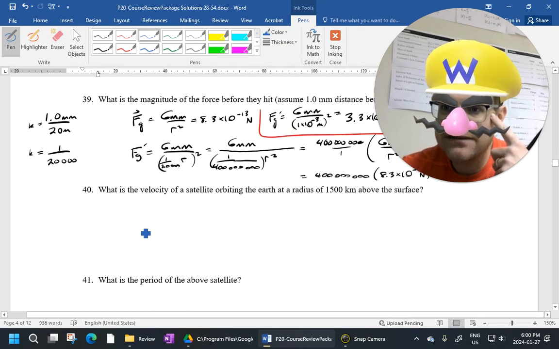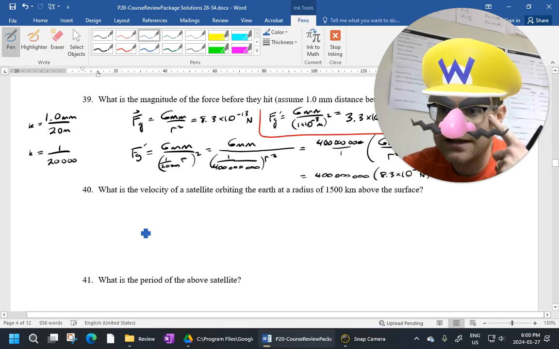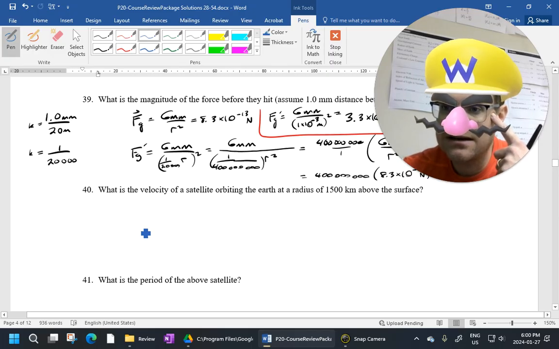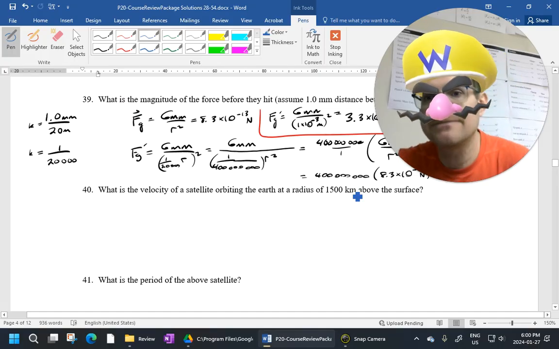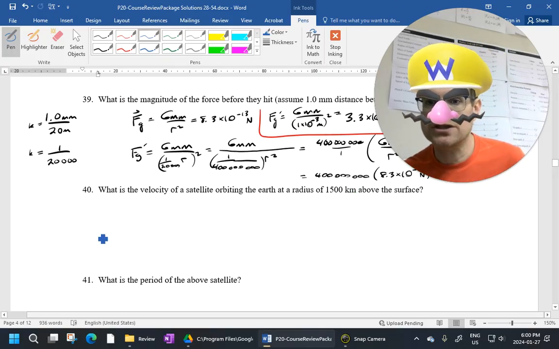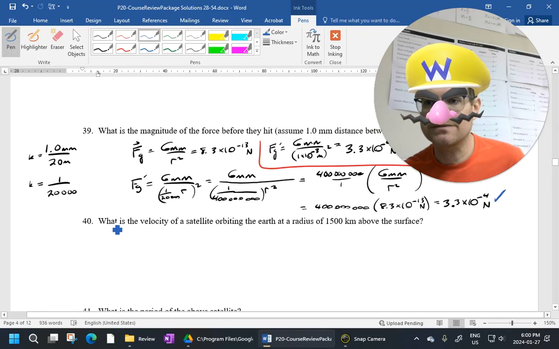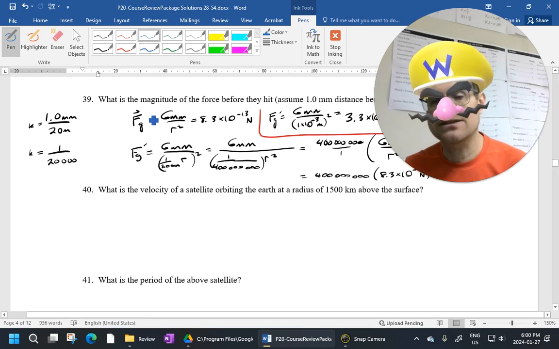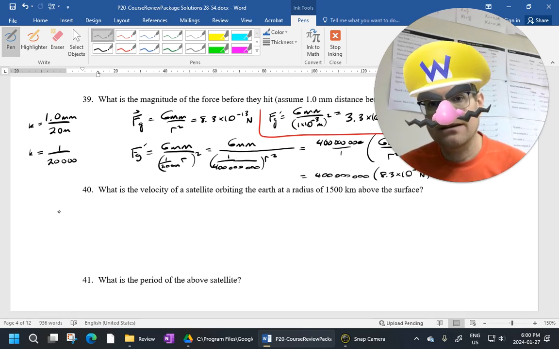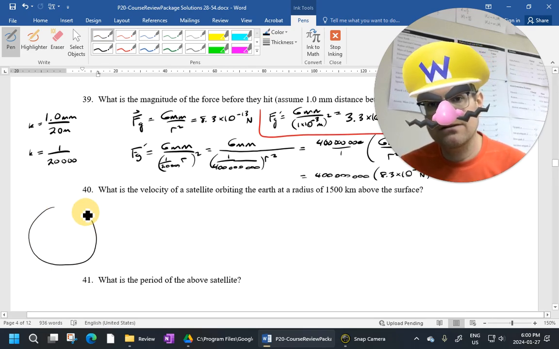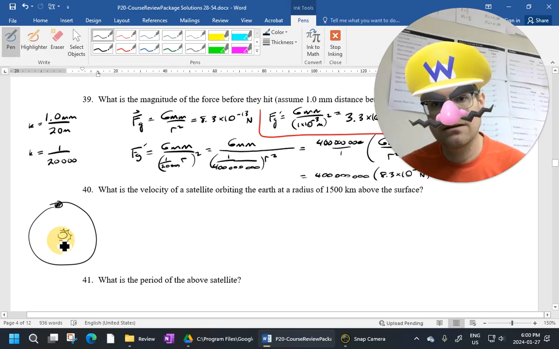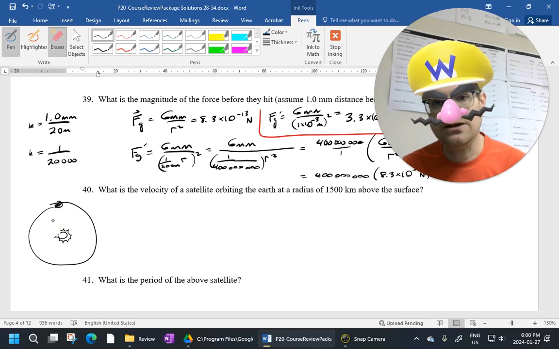What is the velocity of a satellite orbiting the Earth at a radius of, above the surface, so like an altitude? So this is a big question. How much space do I give myself? Okay, not too much space. Also got to do the period of this eventually too. So in a celestial question, we got to think about, oh, it's orbiting the Earth.